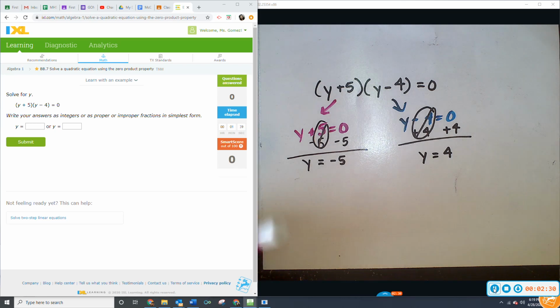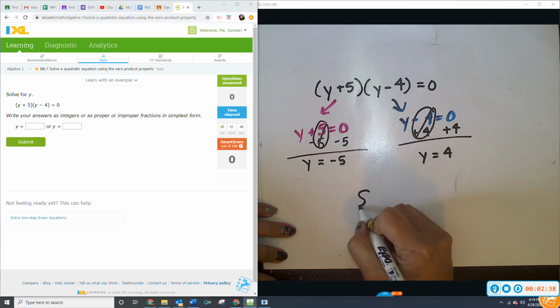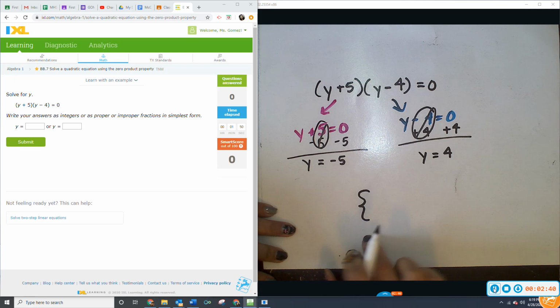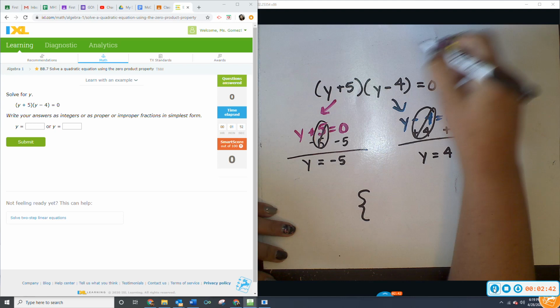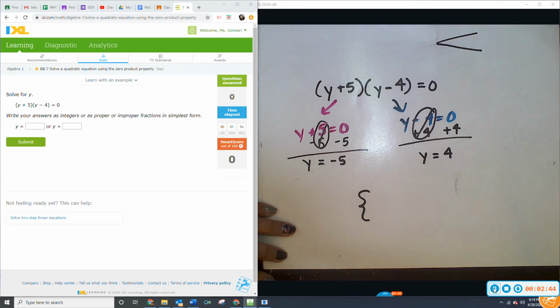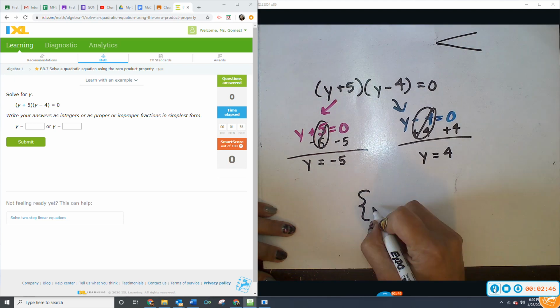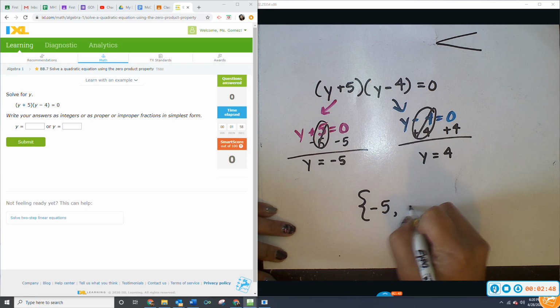Now, specifically in your notes, I wanted you to put them into a solution set, which is something that you will be expecting whenever you take your college algebra class, hopefully next semester. Whenever you put it into a set of braces, you're going to put it in ascending order. That means least to greatest. So that would be negative 5, 4.